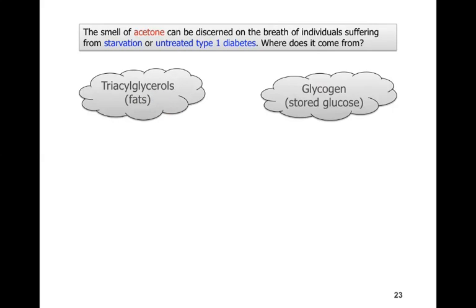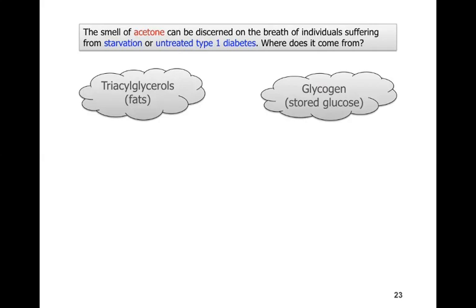To a much smaller extent, we utilize amino acids as fuel, but primarily amino acids are metabolized into proteins and those sorts of things rather than burned for energy. So we're not going to consider those here. What I want to talk about is an interesting phenomenon: the smell of acetone can be discerned on the breath of individuals suffering from extreme starvation or untreated type 1 diabetes. And the question is, where does the acetone come from? And it really is acetone. That's the reason that it's smelled.